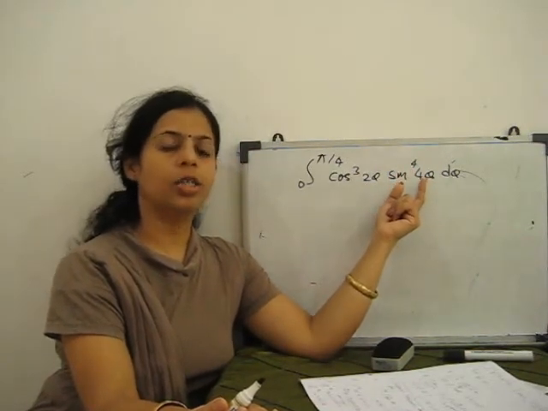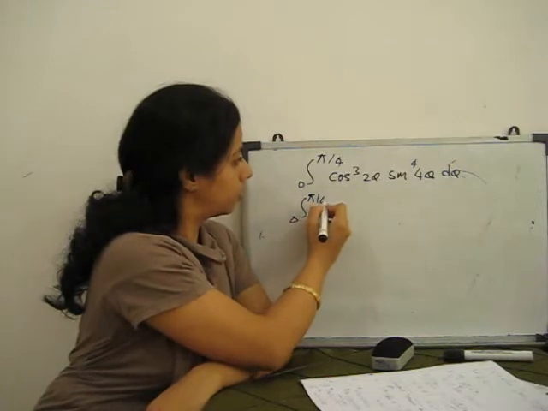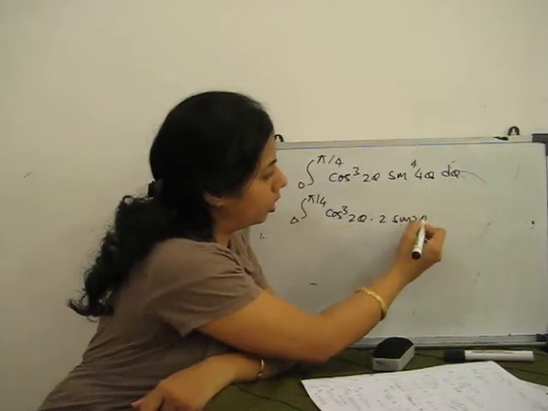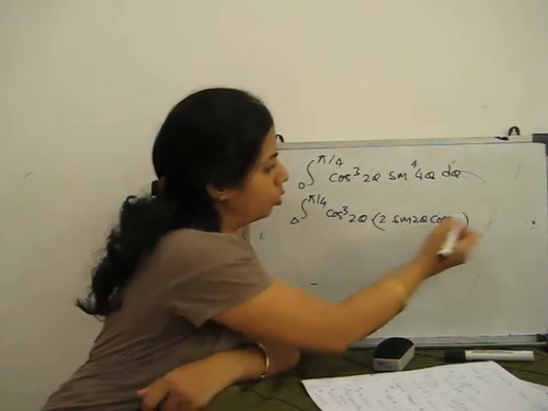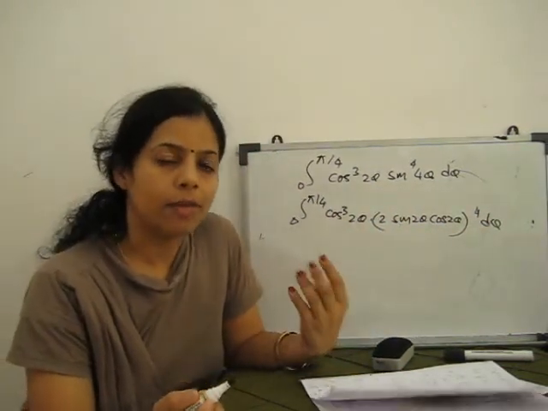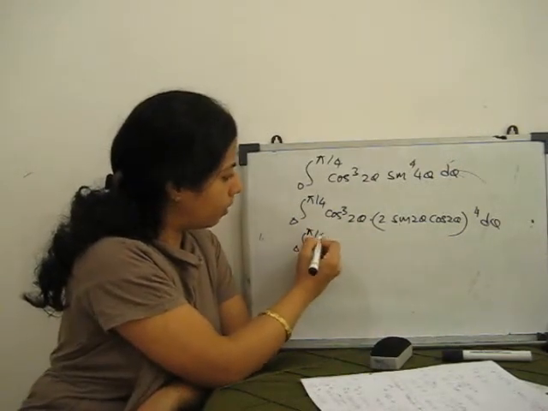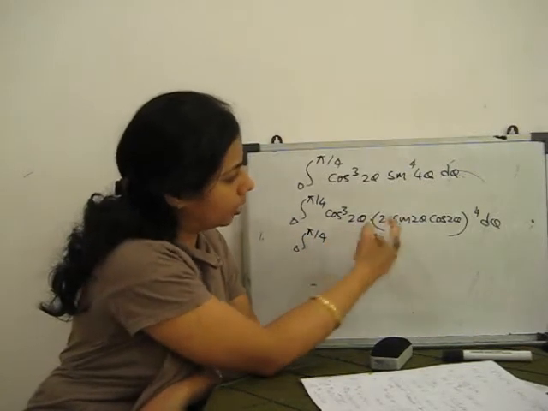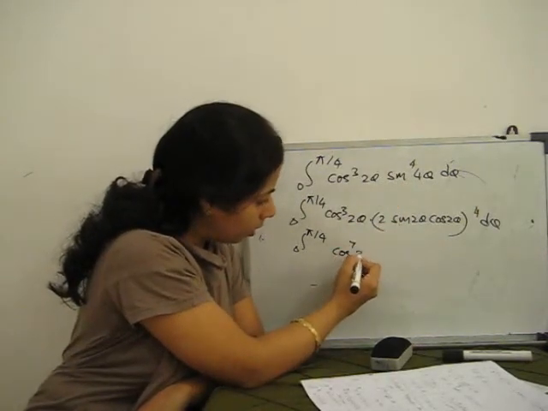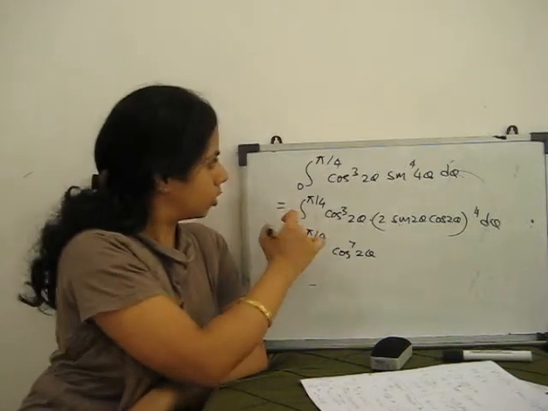So sine 4 theta is equal to 2 sine 2 theta cos 2 theta. First conversion: cos cube 2 theta times 2 sine 2 theta cos 2 theta, whole to the power 4, d theta. So now our whole integral is in 2 theta. So we can simplify, replacing 2 theta with t. So now this goes from 0 to pi by 4, cos cube of 2 theta, here cos 2 theta to the power 4, so 3 plus 4, 7. I will write cos 7 of 2 theta. Then this 2 to the power 4 goes outside.